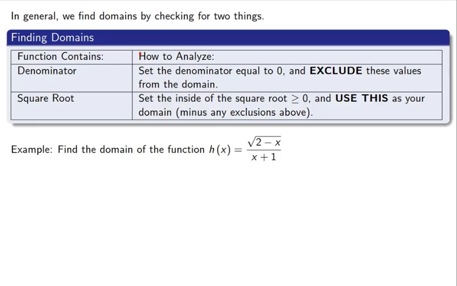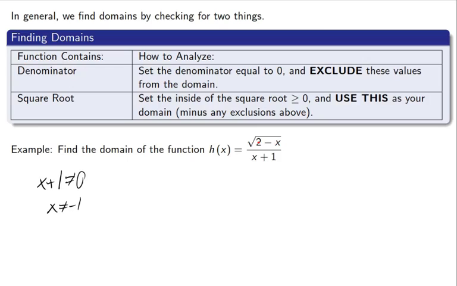We've got the square root of 2 minus x divided by x plus 1. First off, x plus 1 can't be 0. So x can't be negative 1. That's the 0 part. Since we had a denominator, we have to fix it so that the denominator is not going to be 0. Next, we look at the square root of 2 minus x.